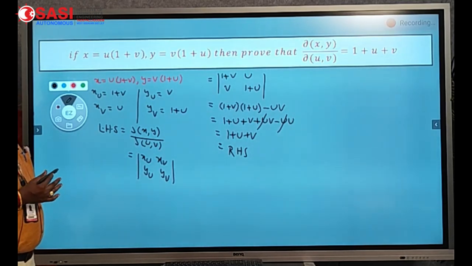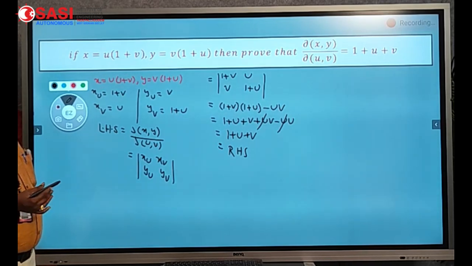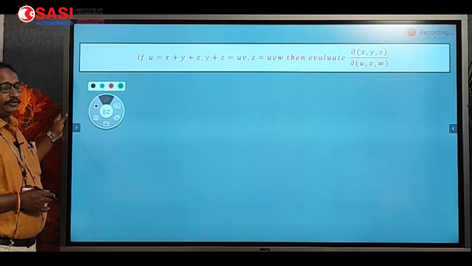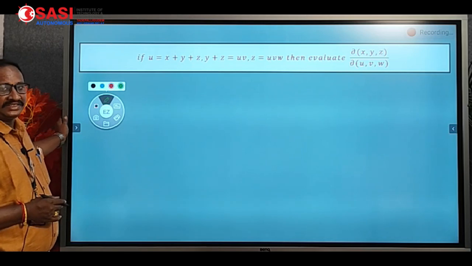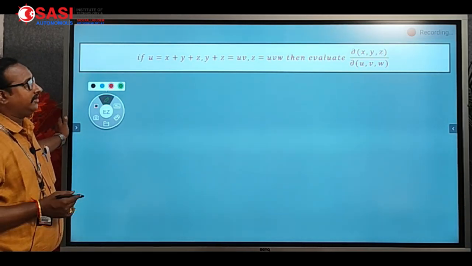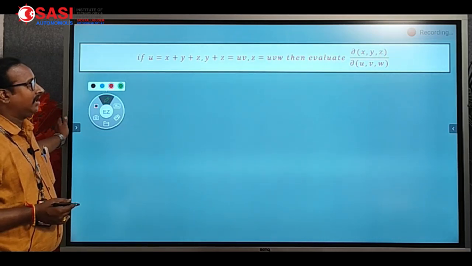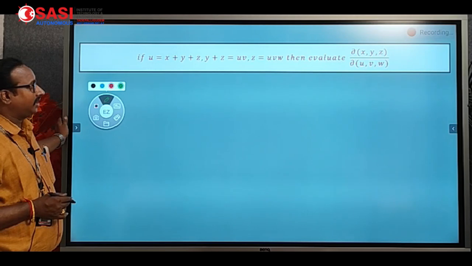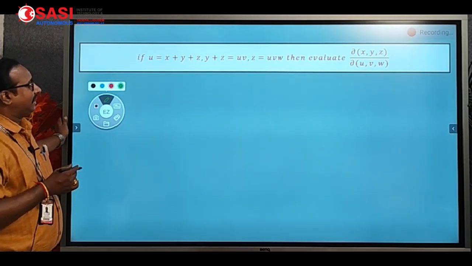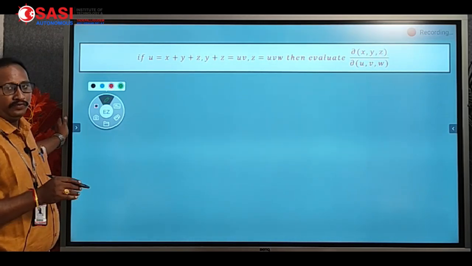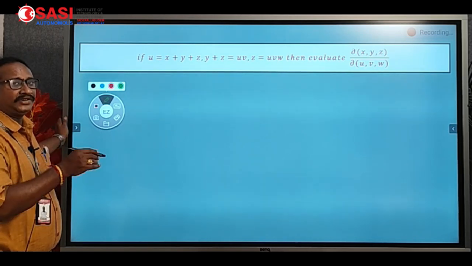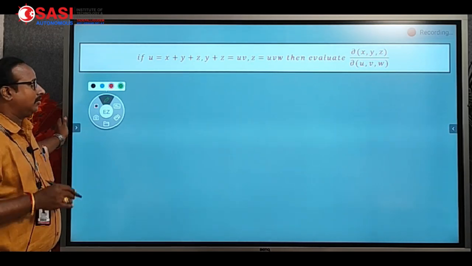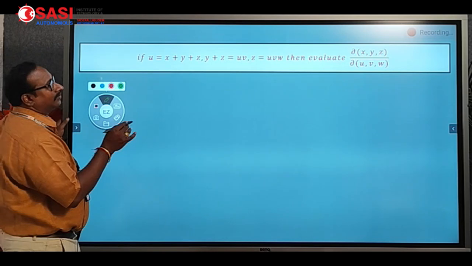Okay. So I think you understood how to calculate Jacobian. Right. Now coming to the second problem. If u equal to x plus y plus z, y plus z equal to uv, z equal to uvw, then evaluate ∂(x,y,z)/∂(u,v,w). Means that we have to calculate the Jacobian of xyz with respect to uvw. So the functions x, y, z should be in terms of u, v, w. So first we have to convert them in terms of uvw.